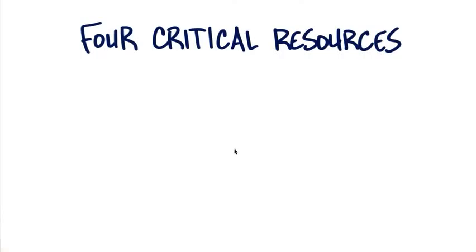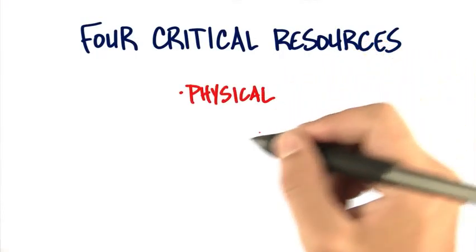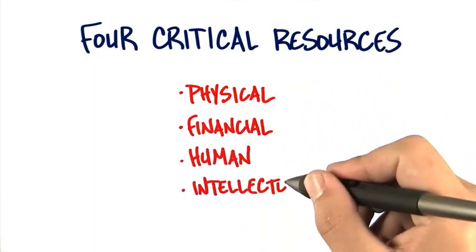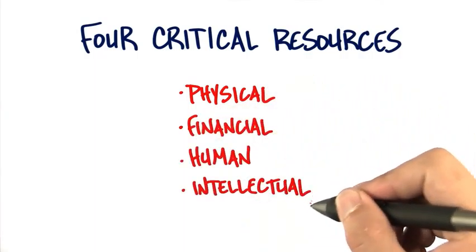So there are four critical resources you need to think about. As we just talked about, they're physical resources, financial resources, human resources, and intellectual resources. Let's take a look at each one of these.